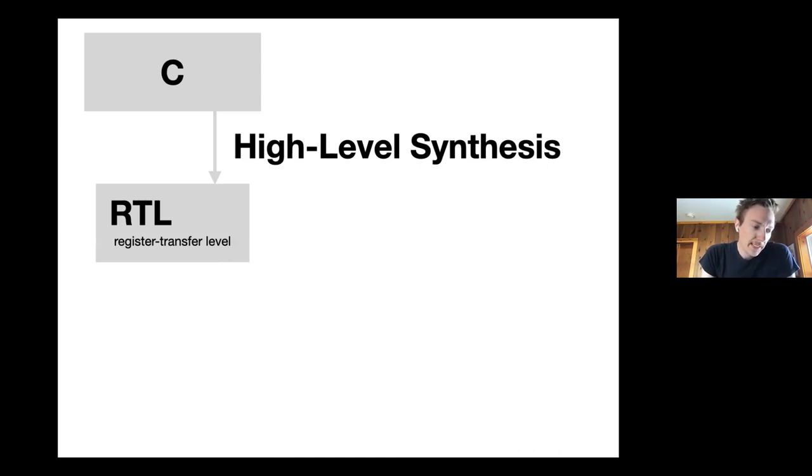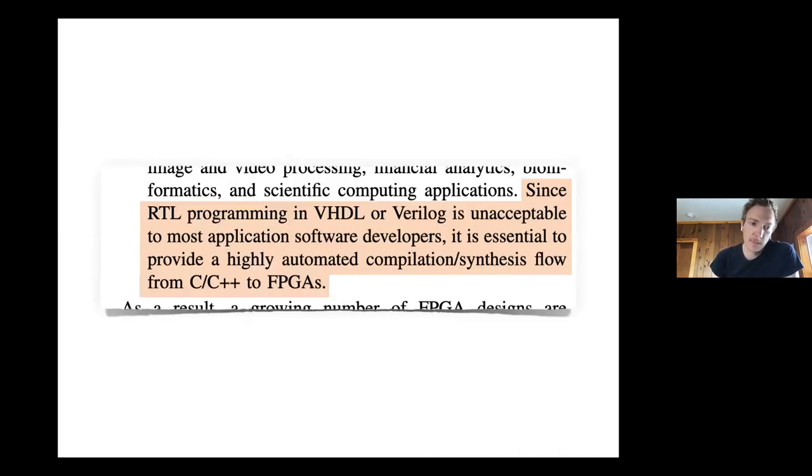To give you an idea of where this notion came from in the EDA world and especially the FPGA programming world, I wanted to pick on this tiny fragment from an anonymous HLS paper. I think this is a remarkable sentence, so I'm actually just going to read it out loud. It says, since RTL programming in VHDL or Verilog is unacceptable to most application software developers, it is essential to provide a highly automated compilation synthesis flow from C++ to FPGAs.